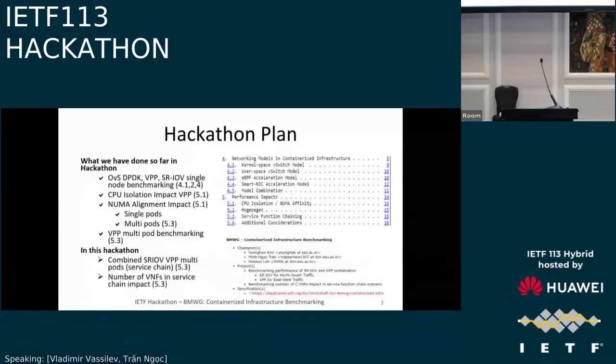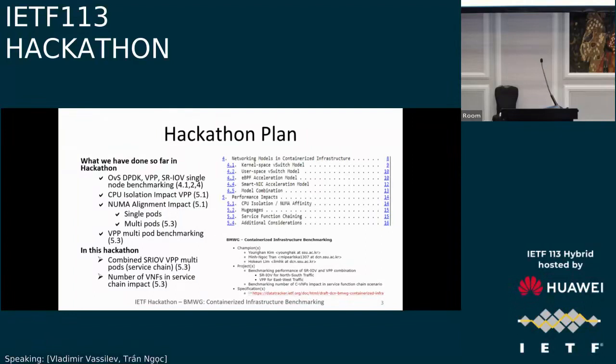So this is what we have done so far in the previous hackathon. This is a networking model and the performance impact that I mentioned. In the previous hackathon, we have already made benchmarking of the kernel space, user space, and SmartNIC. And we have done a performance impact study about CPU isolation and NUMA alignment.